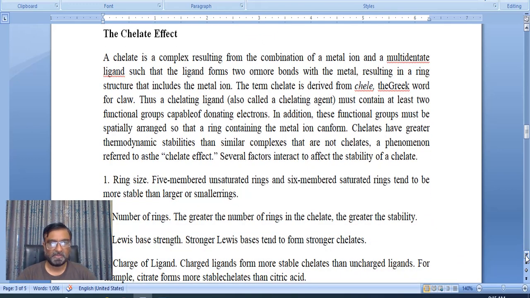Now we will talk about the chelate effect. A chelate is a complex resulting from the combination of a metal ion and multidentate ligands. We have talked about ligands; multidentate ligands are such that the ligand forms two or more bonds with the metal, resulting in a ring-type structure that includes the metal ion. The term chelate was derived from the Greek word for claw, to bind. Thus, a chelating ligand must contain at least two functional groups capable of donating electrons.